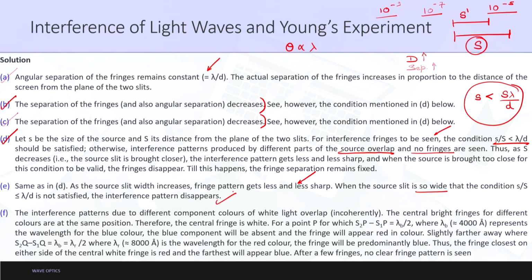So one of the concepts we need to understand from this is that we should remember this condition. The condition says that small s by capital S should be less than or equal to lambda capital D by small d. This is one of the inferences we got from this complete concept.